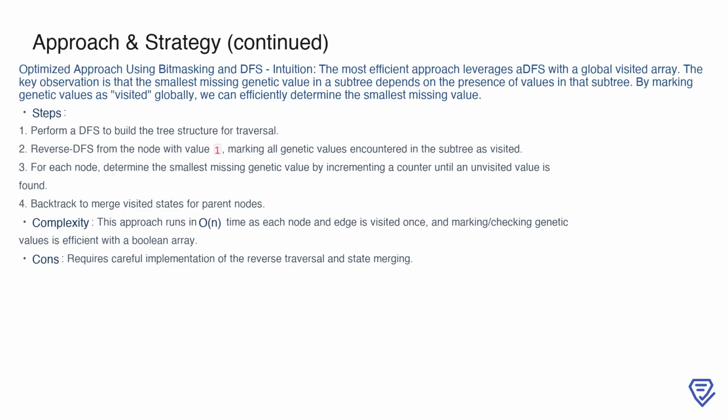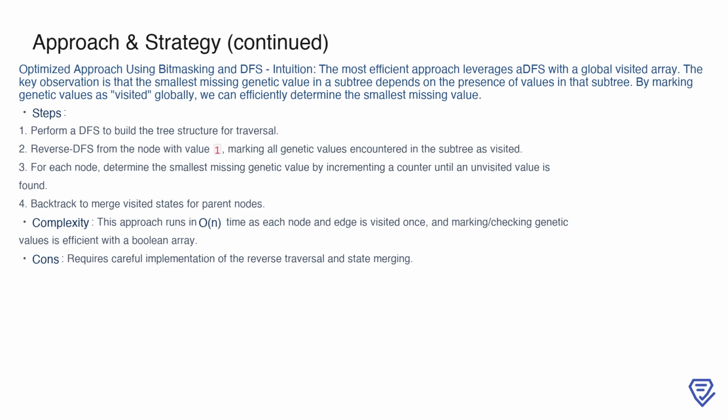To implement this, we first perform a DFS to build the tree structure. Then, we conduct a reverse DFS starting from the node with genetic value 1, marking all encountered genetic values as visited. For each node, we determine the smallest missing genetic value by incrementing a counter until we find an unvisited value. During the backtracking phase, we propagate the visited states up to the parent nodes, ensuring that each node is processed efficiently.